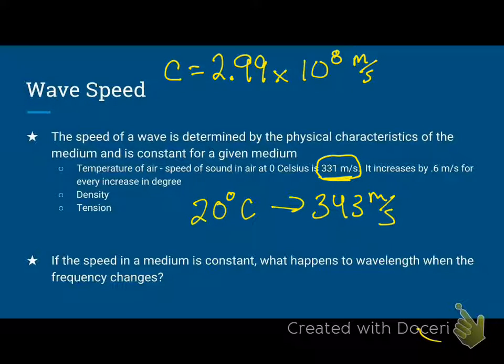Okay? Now, contrast that to the speed of light, and this is why we see lightning before we hear thunder. This is why there can be such a long gap between seeing lightning and hearing the thunder that's associated with it.